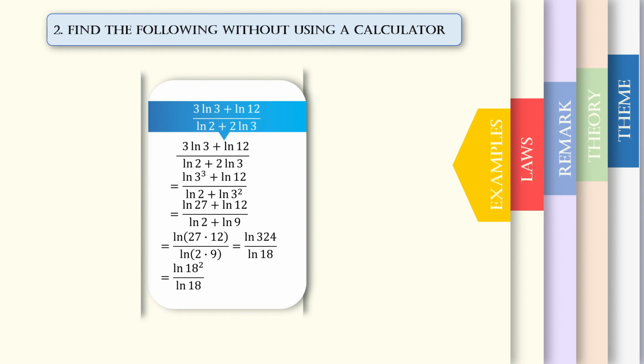And because 324 is equal to 18 to power 2, by using this property, we can bring 2 in front of the logarithm, and we get the following: 2 natural logarithm of 18 over the natural logarithm of 18, which in fact, the answer is 2. Great!